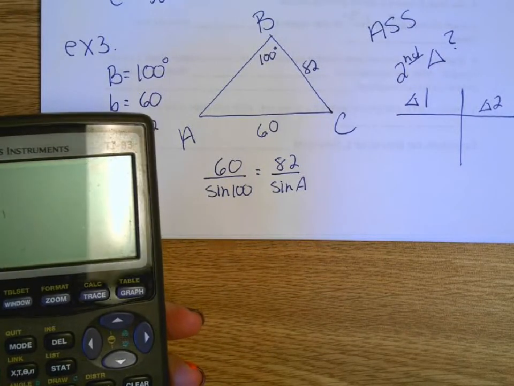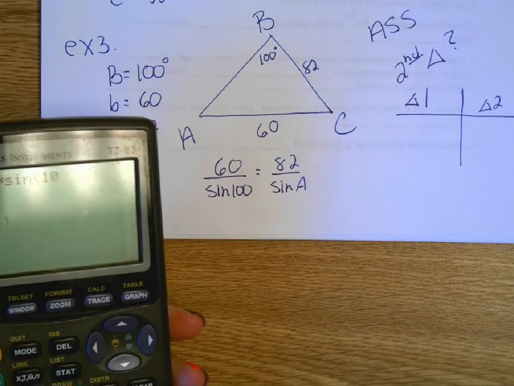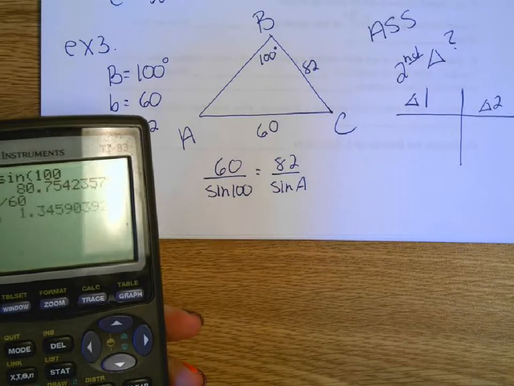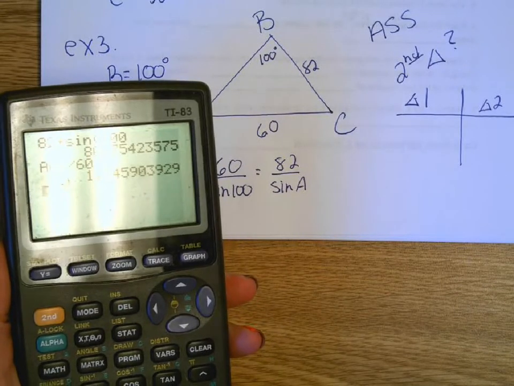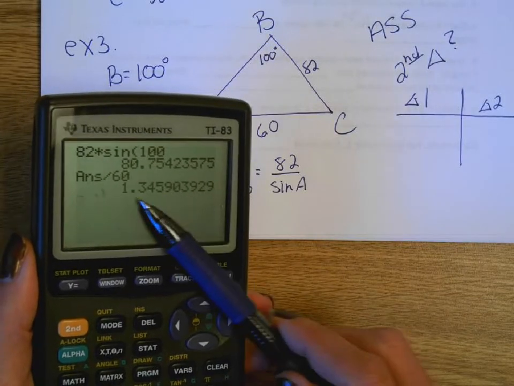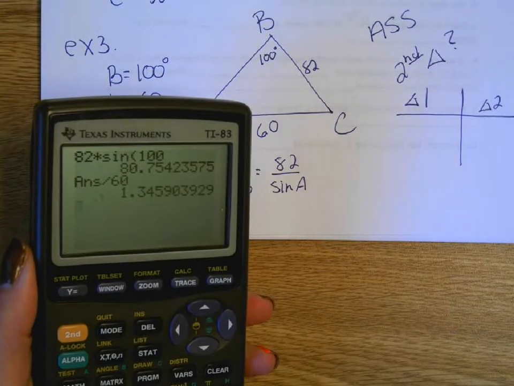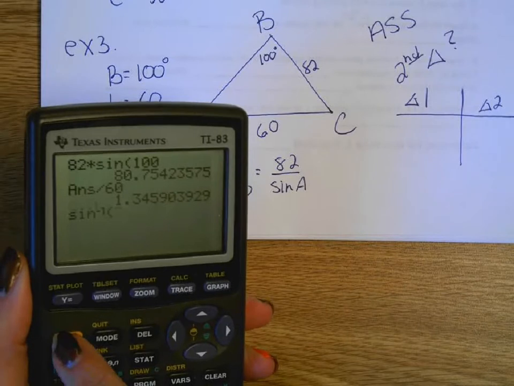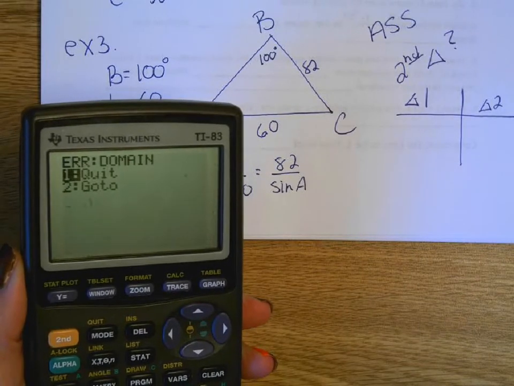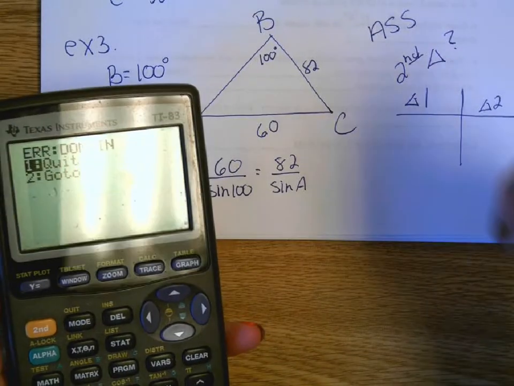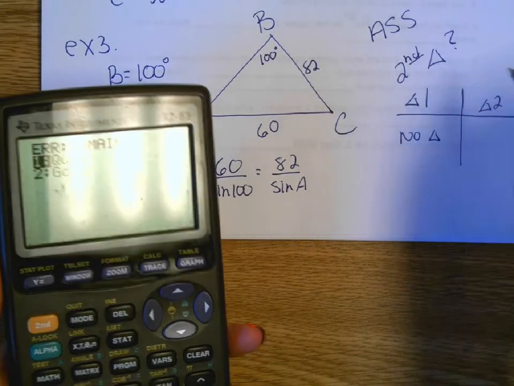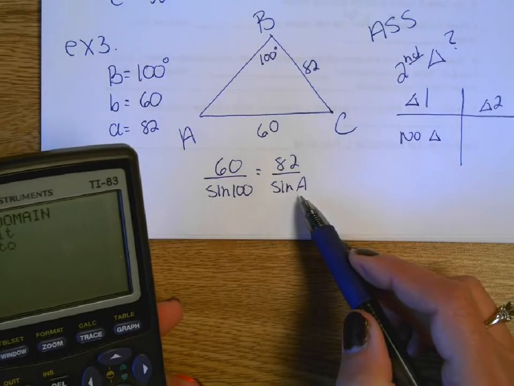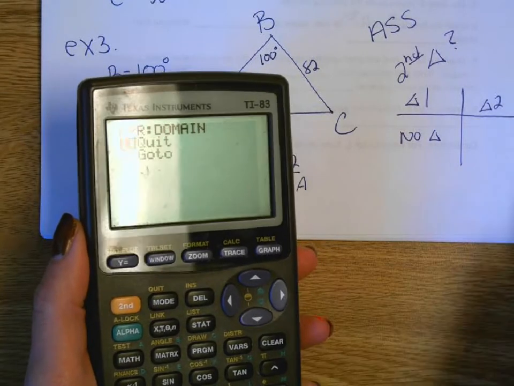So 82 times the sine of 100 divided by 60. Error. When am I going to get an error? Because this is giving me a sine ratio over 1. So when I take the inverse sine, this is where my error shows up. That's telling me no triangle. And that can happen if the angle starts out acute too. It'll fall apart right away on the first step: when you try to find the first angle, you'll get an error when you do your inverse sine.